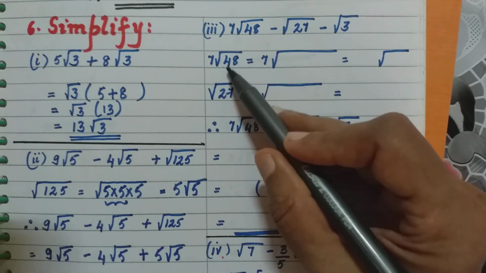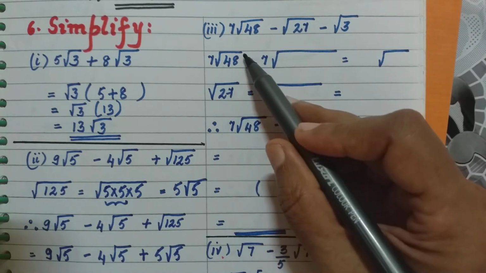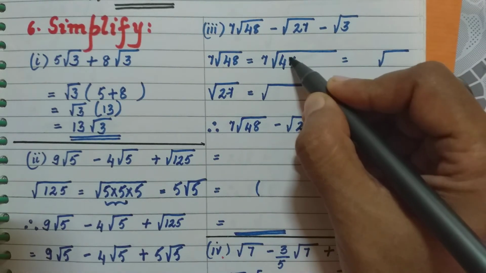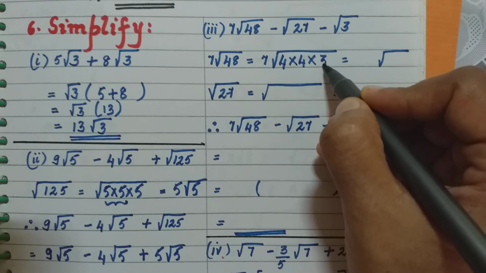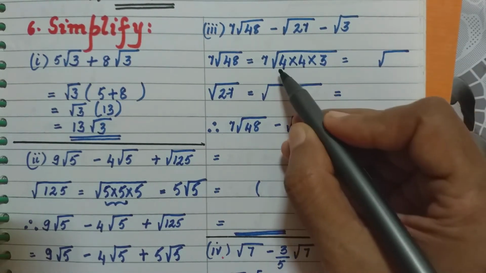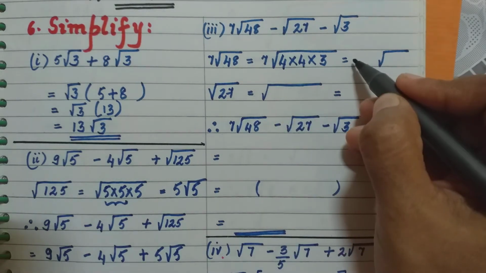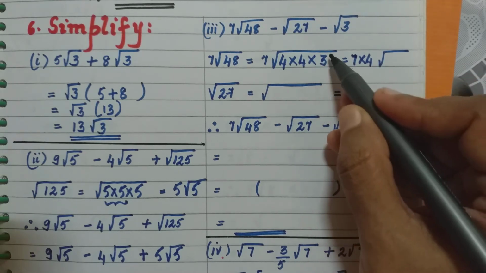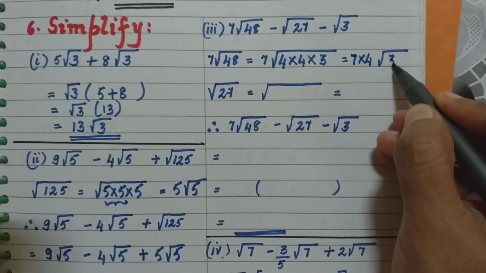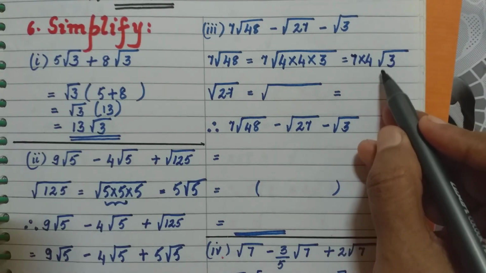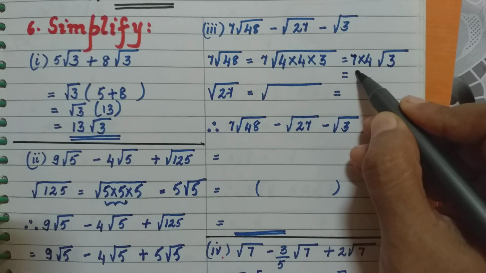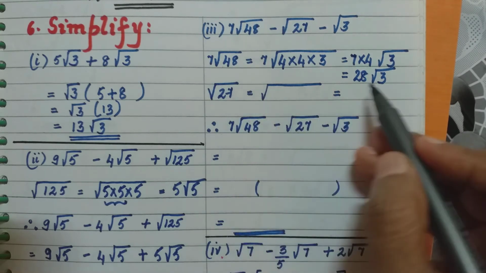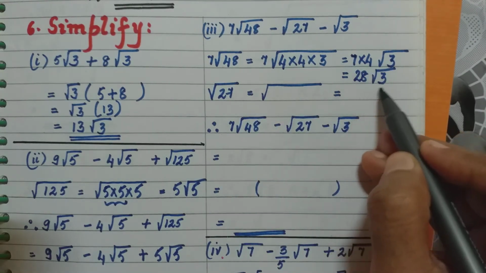Now when we talk about 48, what is 48 actually? 16 into 3, and 16 is nothing but 4 into 4 into 3. For two 4s we have one 4 out. So one 7 is already here. So 7 into 4, and what is left now inside the square root sign? That is 3. So 7 into 4 square root 3. So this will be 28 square root 3. So we have changed now 7 root 48 to 28 square root 3.